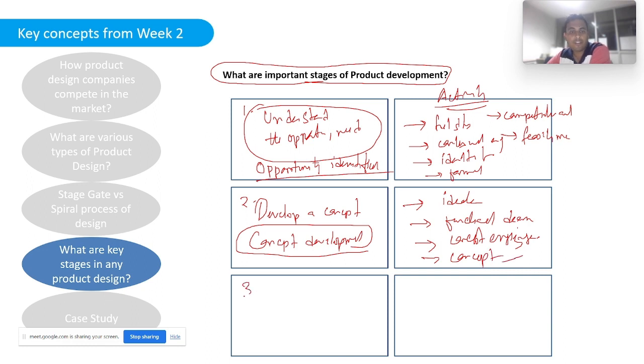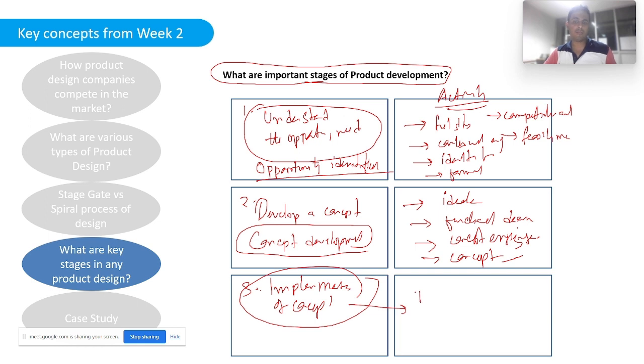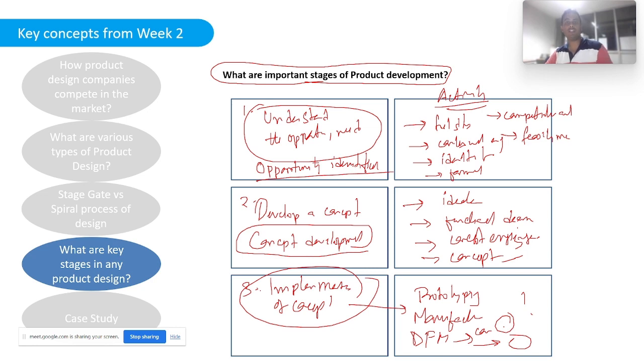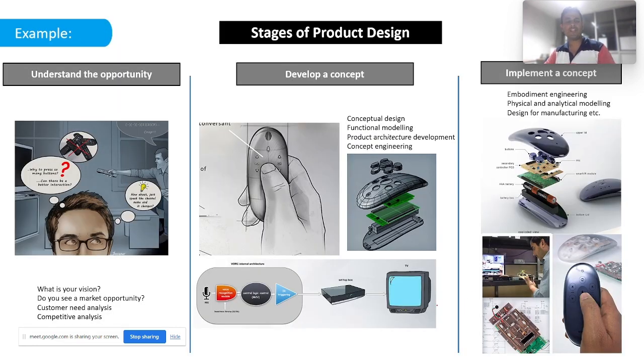And then you come up with some concept. The third phase is the implementation phase, the implementation of the concept. Names can be a little bit different, but the overall idea is that in the first phase you understand the opportunity, in the second phase you develop a concept, then you implement the concept. This is more like actual physical prototyping and going for manufacturing, doing design for manufacturing, looking for components, raw material, the manufacturing practice, etc. So these are the three important stages of product development.